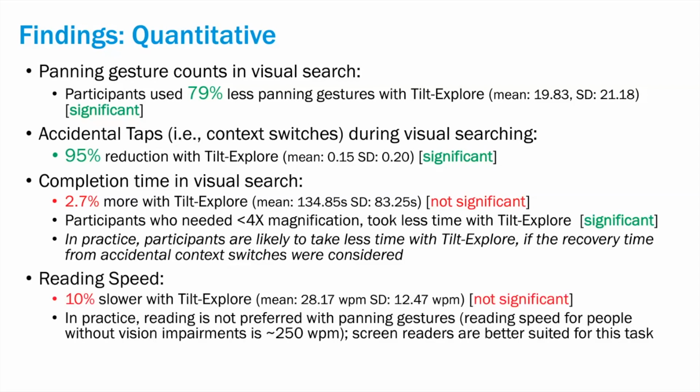For reading speed, we conclude that panning is not suitable for reading tasks. We recorded the highest reading speed of 44 words per minute, which is still not comparable to that of people without vision impairment, whose reading speed is around 250 words per minute.